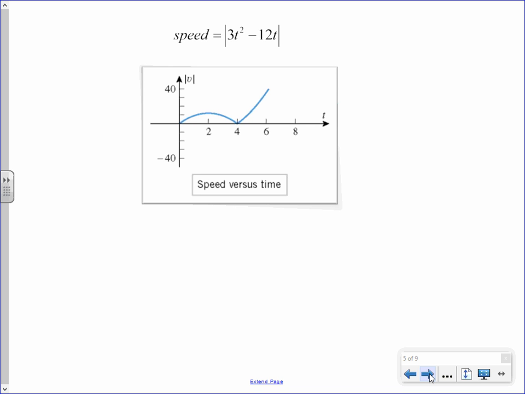So if we look at our speed, our speed is increasing from 0 to 2. Our speed is decreasing from 2 to 4. And our speed is increasing from 4 to 8. So I would describe this as we're speeding up, slowing down, speeding up. Would you agree? Okay.